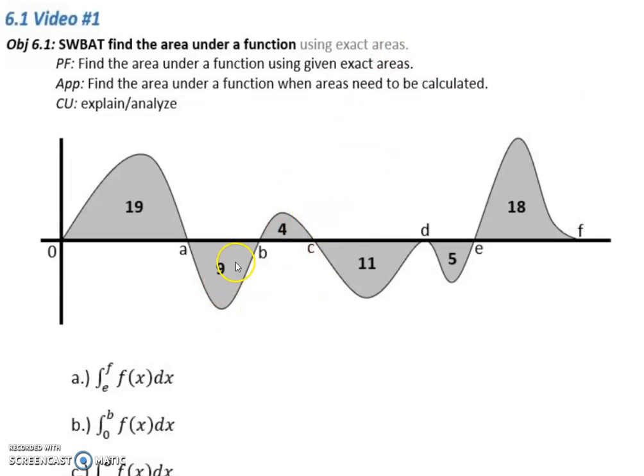So what we have here is an actual image of this. When you're looking at this, you see areas like 19 and 4 and 18. Those are positive areas. The 9, the 11, the 5, these are negative areas. And then one more thing that's important here. When you're taking an integral going forward, so from left to right, everything is what I just explained. So 19 is positive, 9 is negative. But that would be reversed if you're going backwards. You're going to see that in part C when we do that in a second.